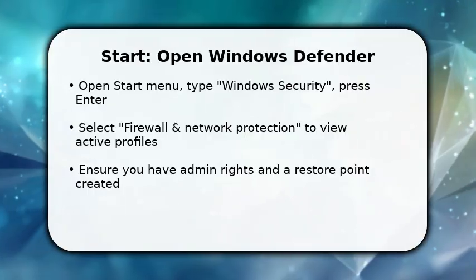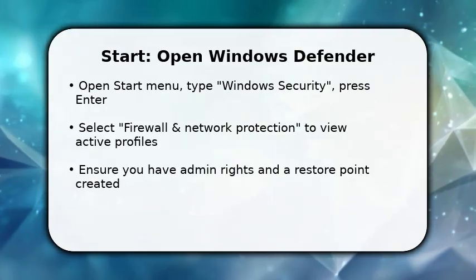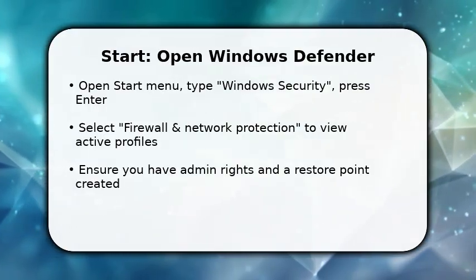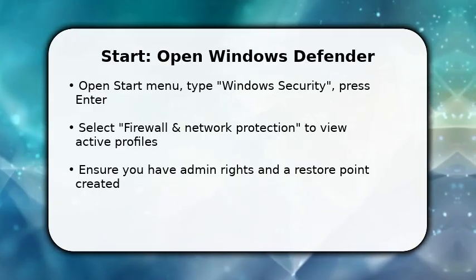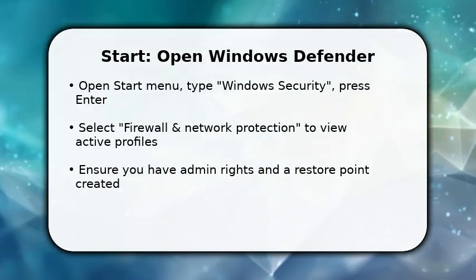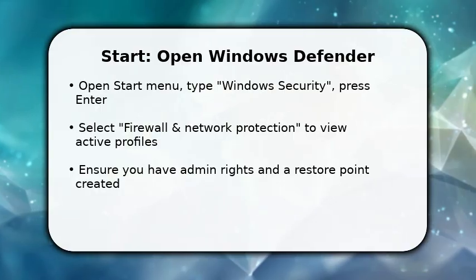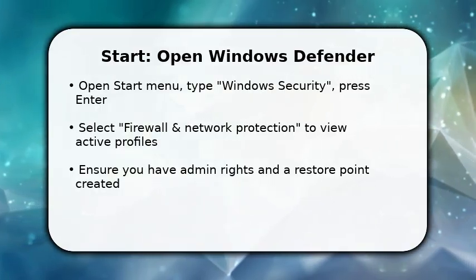You start by opening Windows Security and navigating to Firewall and Network Protection. This puts you in the right control panel. Once there, check which network profile is active and confirm you're signed in as an administrator so changes stick.